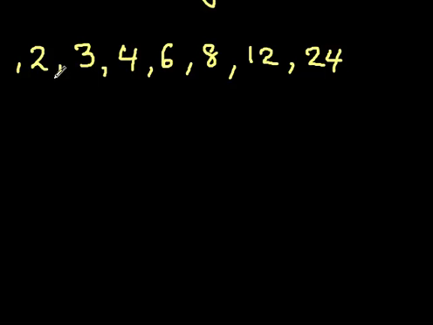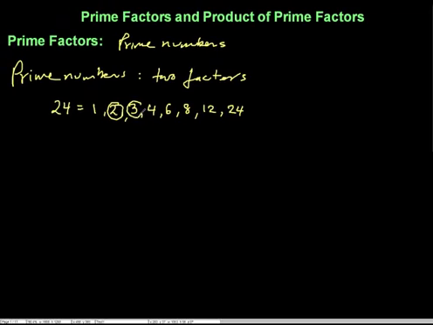Now I want you to find the prime numbers out of these. Now 1 is not a prime number. 2 is the only even prime number, so 2 is the first one, and 3 is a prime number as well. The rest of the numbers are all even numbers, so they can't be prime numbers. The only even prime number is 2. So 2 and 3 are prime factors of 24.